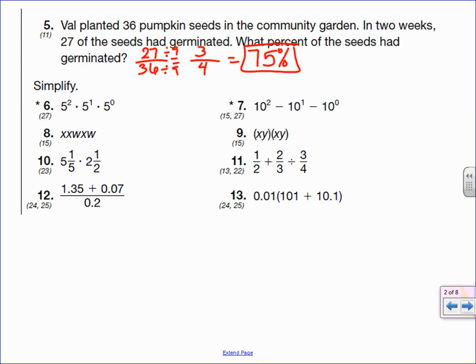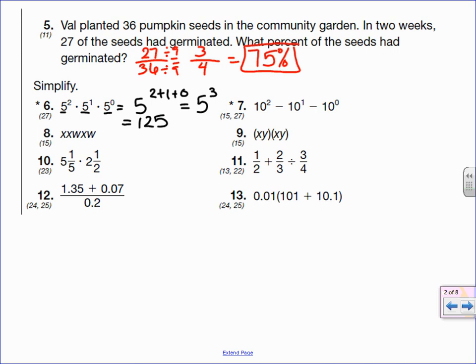To simplify, you could do this 2 different ways. You could use the law of exponents. So we have things of the same base being multiplied, which means that we're going to add the exponents. So this would be 5 to the 2 plus 1 plus 0 power. 2 plus 1 is 3 plus 0 is still 3. So we have 5 to the third. And 5 to the third is 5 times 5 is 25. Times 5 is 125.